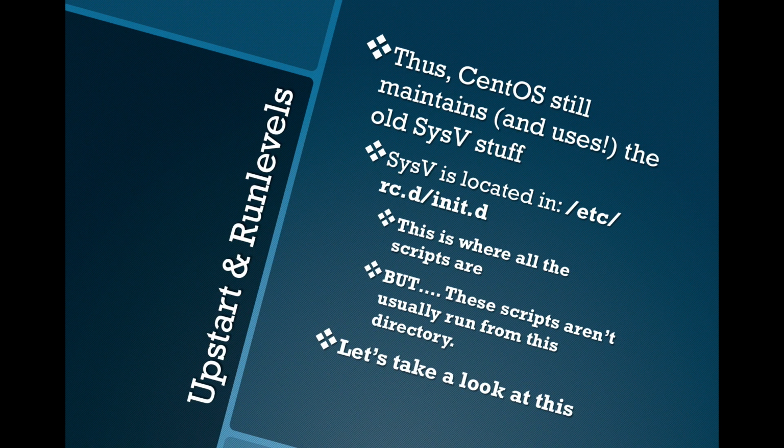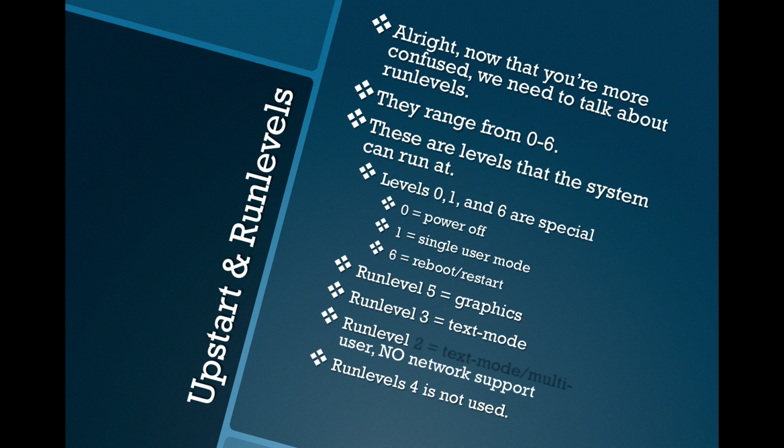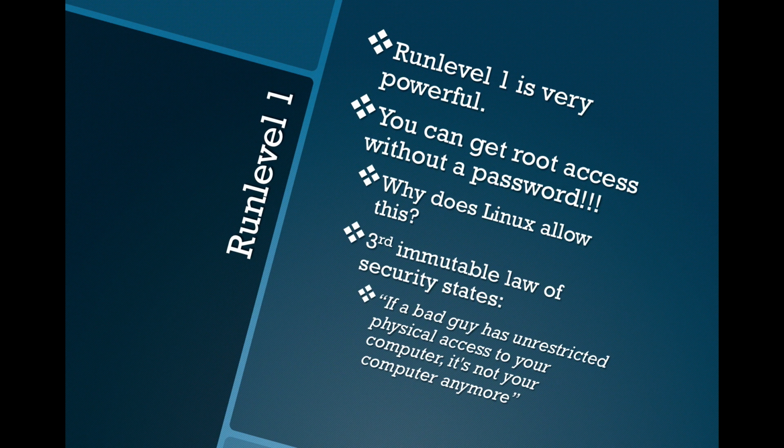Okay, so looking back at this, we talked about each of these run levels. And this is why run level 1 is scary, like we just showed you. Remember, we get root access to the computer without a password in run level 1. And the third immutable law of security, in fact, there's 10 immutable laws, you can Google them if you want to see them, but the third law states this: if a bad guy has unrestricted physical access to your computer, it's not your computer anymore. And this is absolutely true. Even with full disk encryption, it is still at risk.